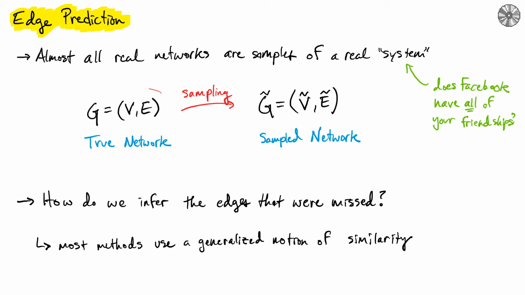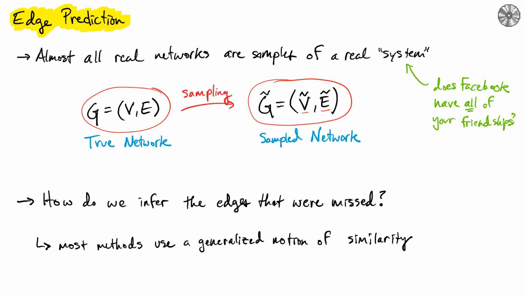And so if you have some graph that is the true network, by sampling it by all the different ways that we collect graphs, we're inherently coming up with a sampled version of that where the vertex set and the edge set may be different. And so the question here is that we know that we've missed some edges. How do we identify edges that we may have missed, so that we can add them back in?